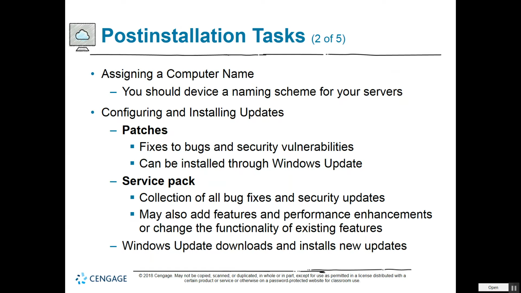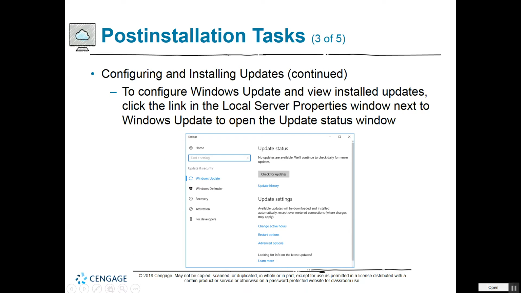Now we've got to configure and install updates. That is patches that are output by Microsoft on a regular basis to fix security vulnerabilities. We've got service packs. Those are little bug fixes and more little security updates. And we'll do updates on a regular basis. So we've got to configure and install updates early on. Let's get it out of the way before we start using this thing in production. So we've got to configure when the updates occur.